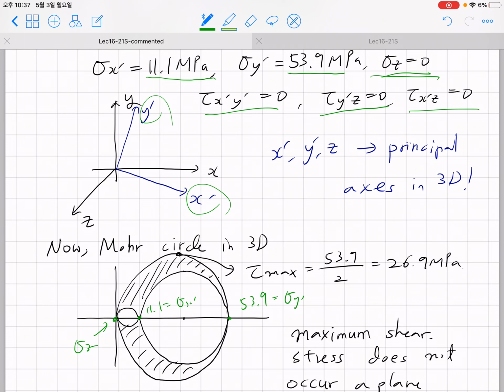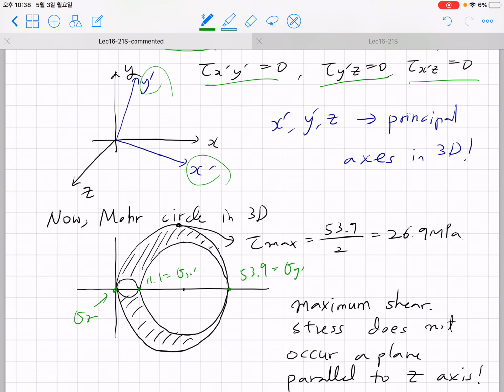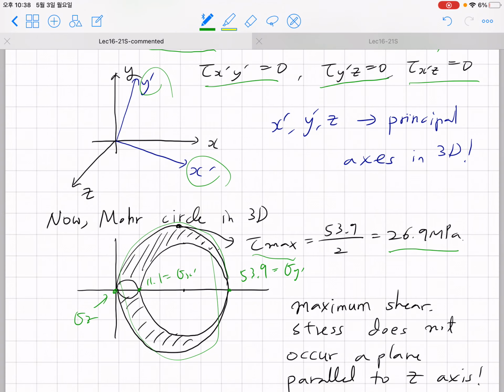If we only consider our typical 2D Mohr circle and the maximum shear stress along this plane, your answer would be this point, right? 21.4 as the maximum shear stress. However, after completing our 3D Mohr circle, you can see that tau max occurs at 26.9 megapascal, which is different from our previous answer. So if the problem asks you to find the maximum shear stress in full three-dimensional space, you have to always complete the Mohr circle by searching for the three principal stress values.